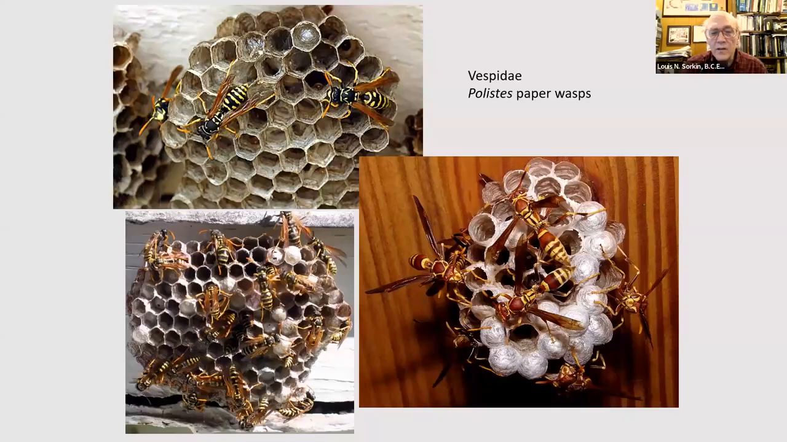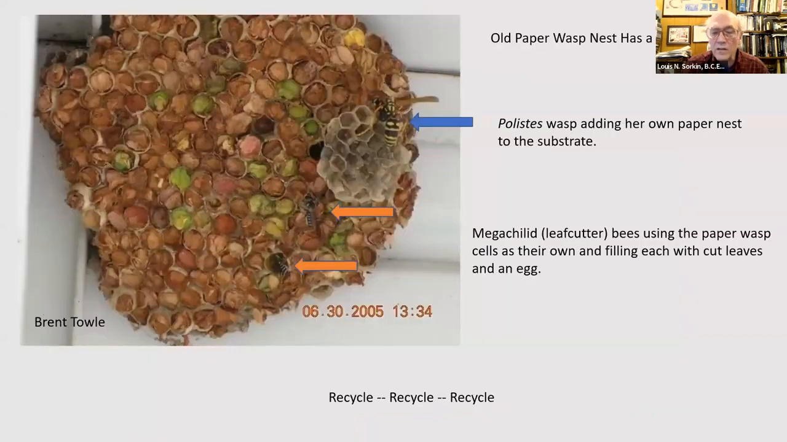These are vespid wasps. These are the Polistes paper wasp, different species. This was just online that Brent showed, and it's actually an old paper wasp nest. These two bees, megachilid leafcutter bees, and maybe more of them, have used the abandoned cells to put their eggs in and the cut leaves in. And this other Polistes wasp said, oh, this is great too. And she started as a new founding queen. She founded and started a new nest on that substrate.